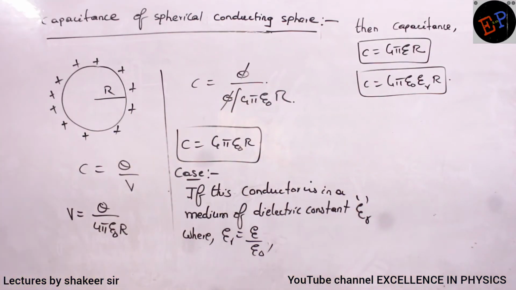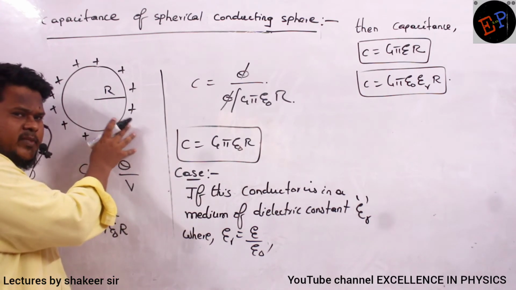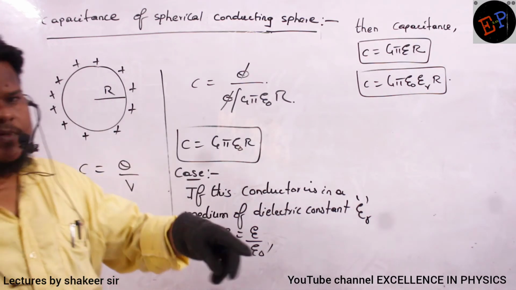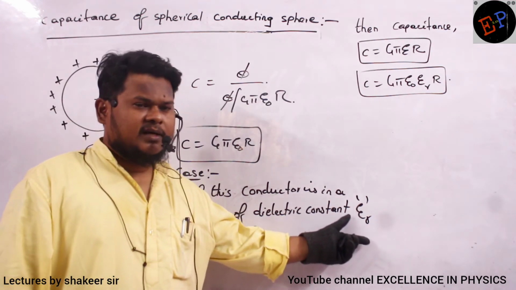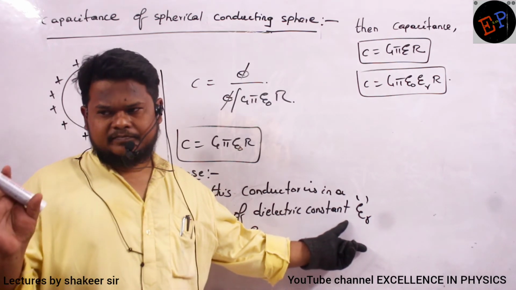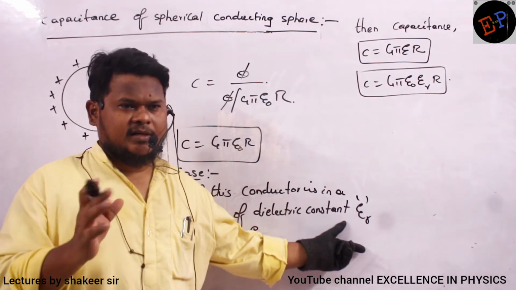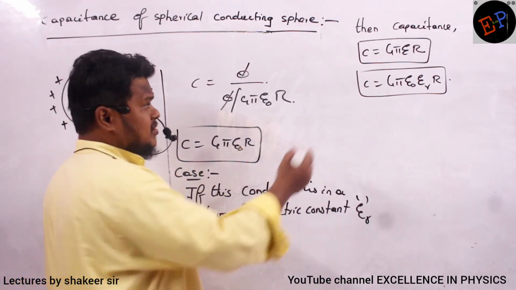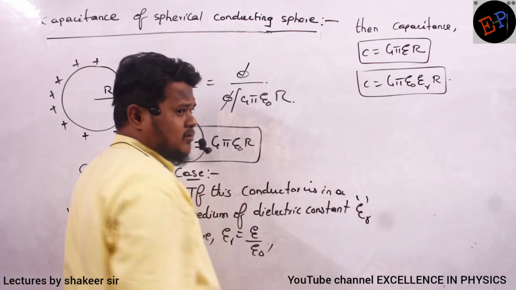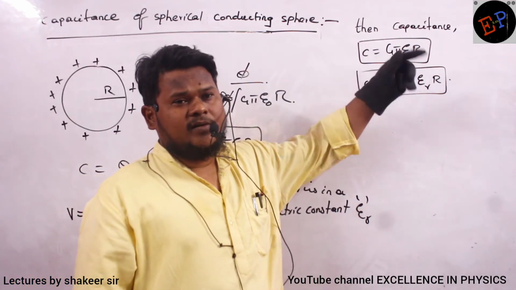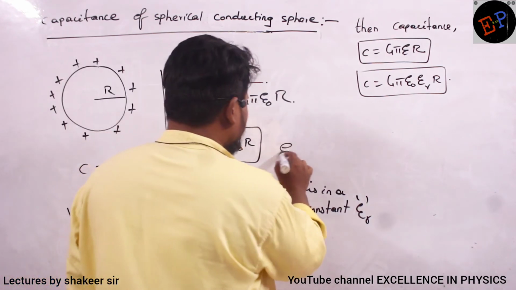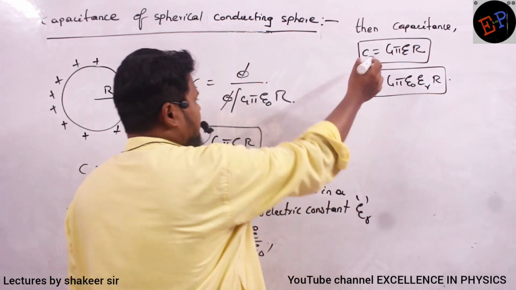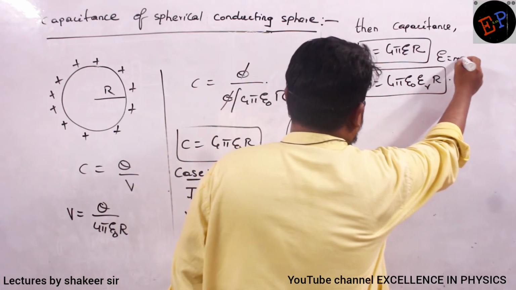So this is one case. Previously the medium of this metallic sphere was air. Instead of placing it in air, if I place it in another medium whose dielectric constant is epsilon R, dielectric constant meaning relative permittivity, then instead of epsilon naught I have to write epsilon, where epsilon is the permittivity of that particular medium. Epsilon naught is for air, and epsilon is for any medium.